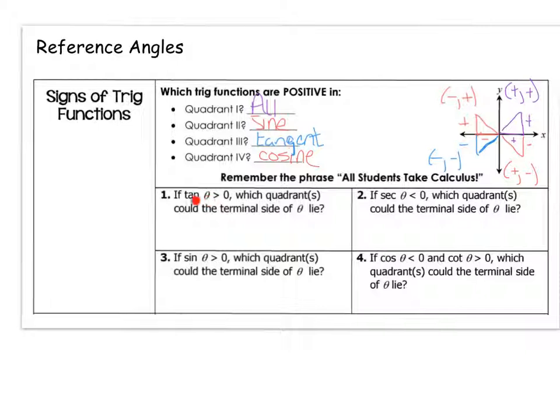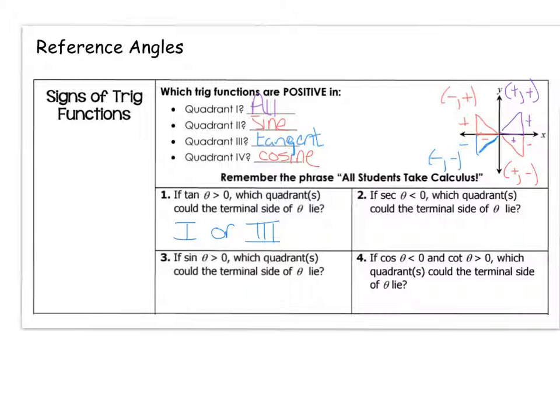Okay, so if the tangent is positive, which quadrant could the angle be in? Well, where is tangent positive? All of them are positive in quadrant 1. Tangent's also positive in quadrant 3. So our answer here would be 1 or 3.